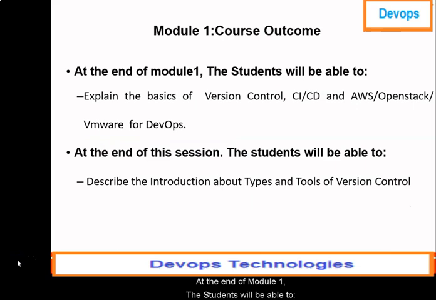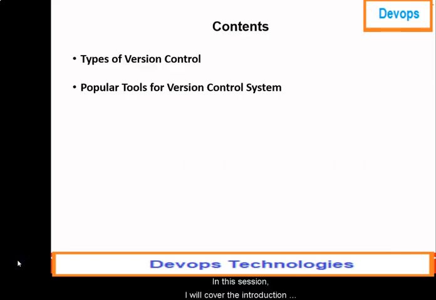At the end of Module 1, the students will be able to explain the basics of version control, CI/CD, and AWS, OpenStack, VMware for DevOps. At the end of this session, the students will be able to describe the introduction about types and tools of version control. In this session, I will cover the introduction about types and tools of version control.